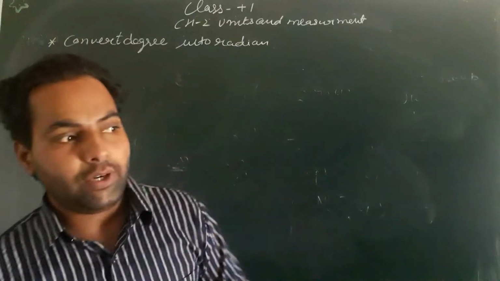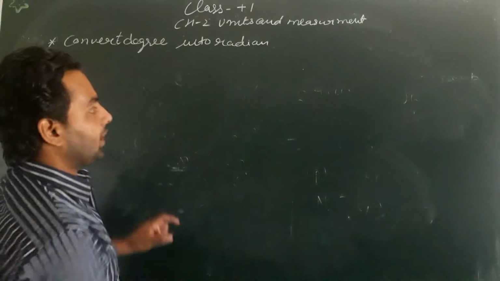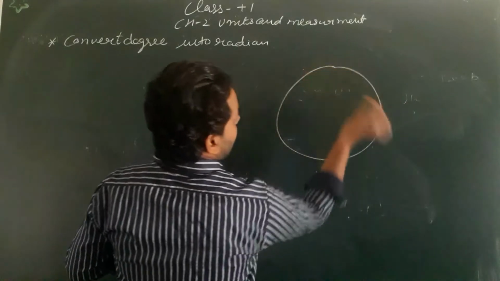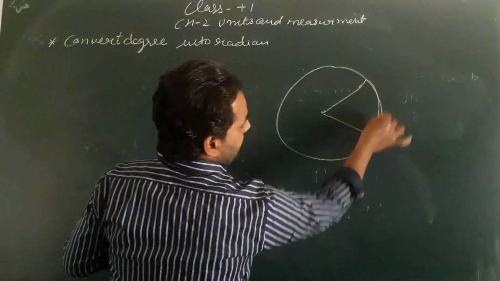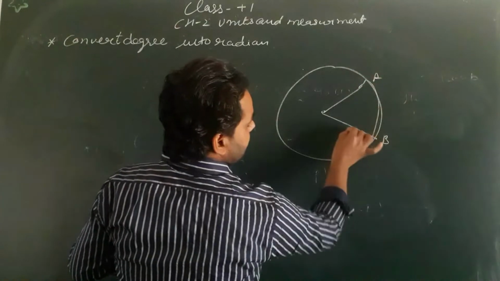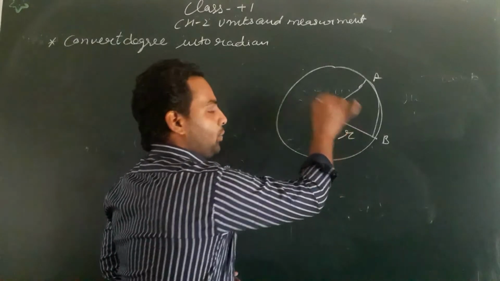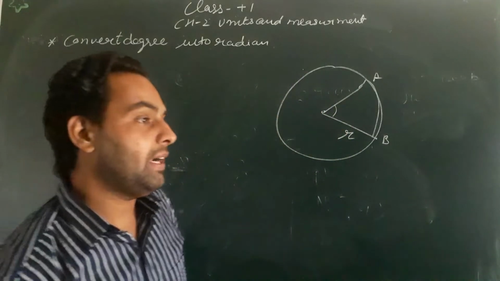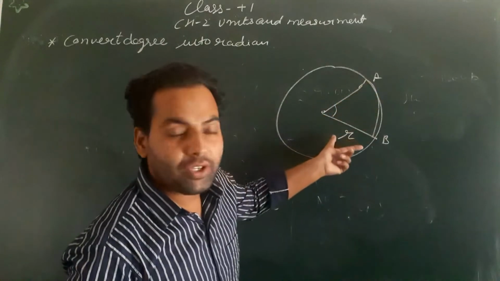In the previous video we discussed what is radian. So radian is a plane angle. If this is a circle and this is an arc AB, and R is the radius of that circle, then this angle theta is said to be radian. इस एंगल को हम रेडियन कहेंगे अगर इस लेंथ की आर्क किसके इक्वल होगी, रेडियस के इक्वल होगी.